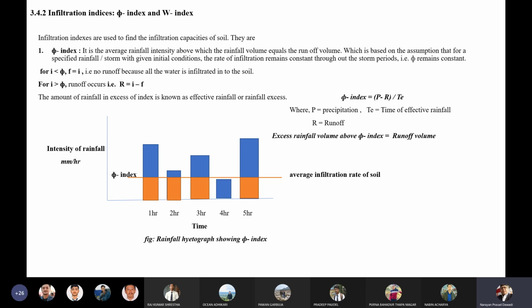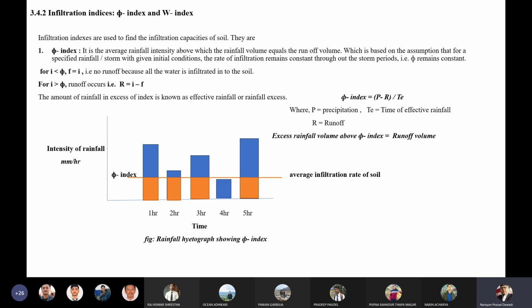Now 3.4.2 infiltration indices: phi index and W index. These are the infiltration capacity, infiltration rate, average infiltration rate, which provide the average infiltration capacity of the soil. That is indicated by the phi index or W index. Both are considered for the average infiltration rate of the soil. You can provide phi index or you can provide W index, while W index includes the initial losses also.